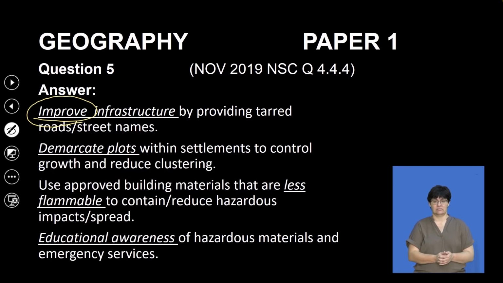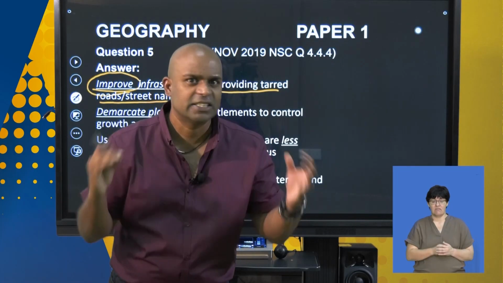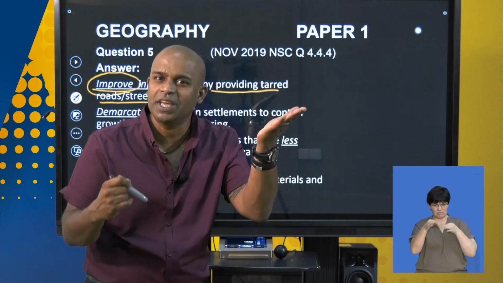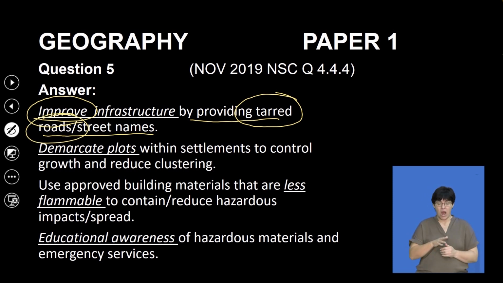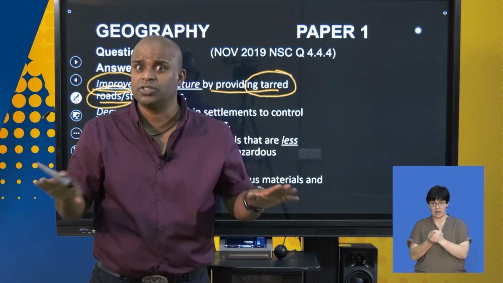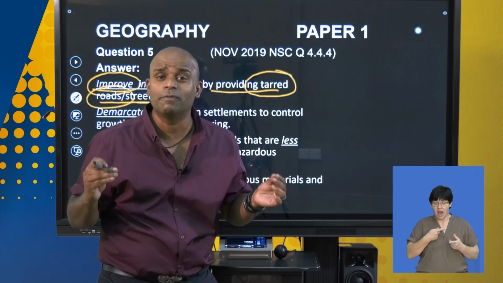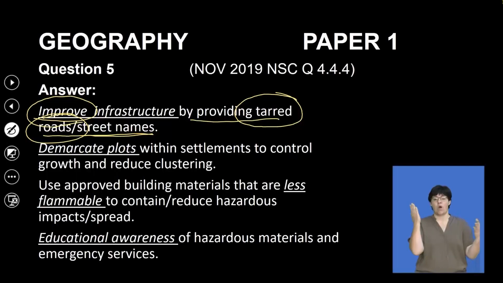Improve infrastructure by providing tarred roads and street names. Why? Because if we just give infrastructure, it's not going to help. You need to improve. Notice how I've qualified improving infrastructure. And what is it about informal settlements? Mostly disused roads. We want tarred roads. We need street names. Why? In the time of a fire hazard, when a fire engine is driving through, they need a specific location. And what do we know is a characteristic of informal settlements? No street names. So if given street names, it'll be more accessible.